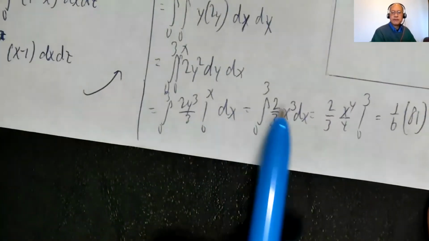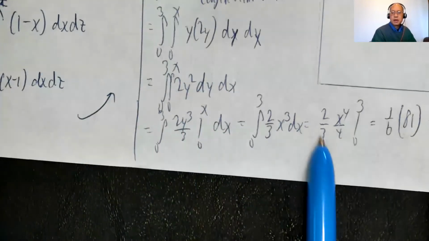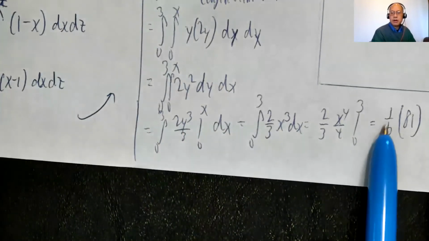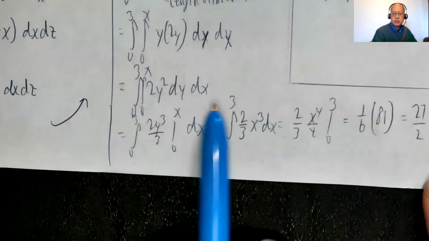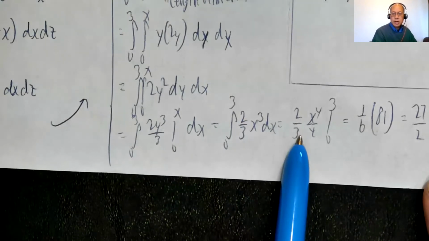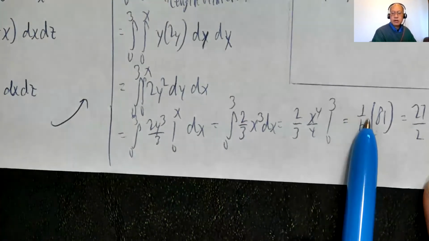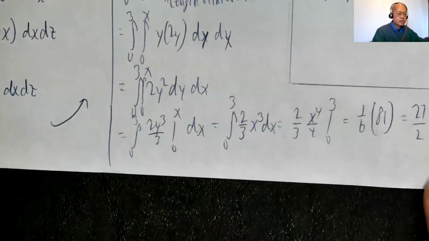So 2/3 x to the 4th over 4. Plug in 0, you get 0. Plug in 3, you have 1/6. Let's see, 2/3 times 1/4 is 2 over 12, or 1/6, times 3 to the 4th is 81. Final answer is 27 over 2.